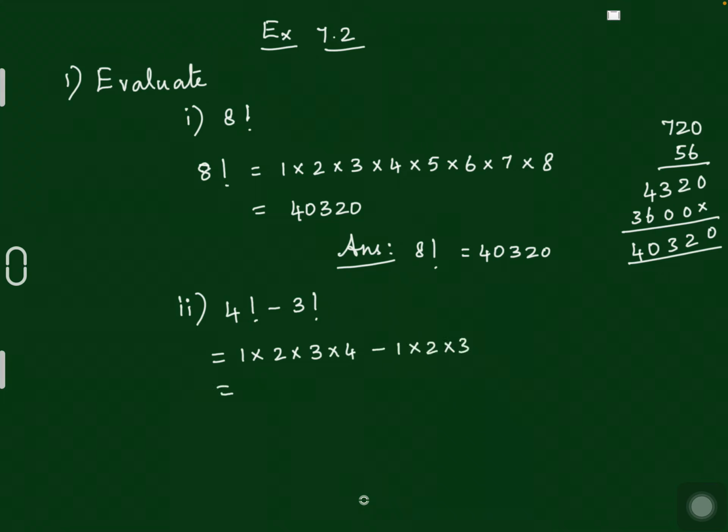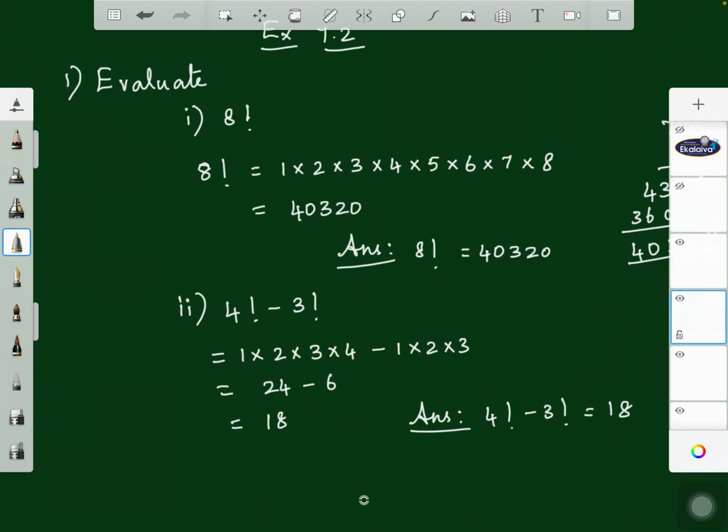So when you multiply 1 into 2 into 3 into 4, what do you get? 2 3s are 6, 6 4s are 24, minus 1 into 2 into 3 is 6. So 24 minus 6 is 18. So 4 factorial minus 3 factorial is equal to 18. Hope it's clear, children.